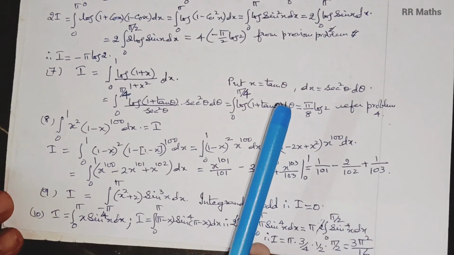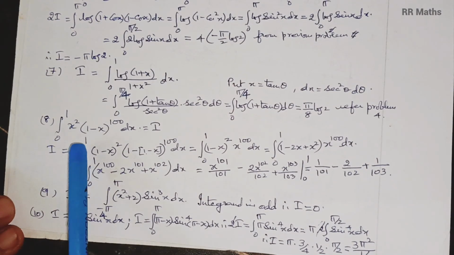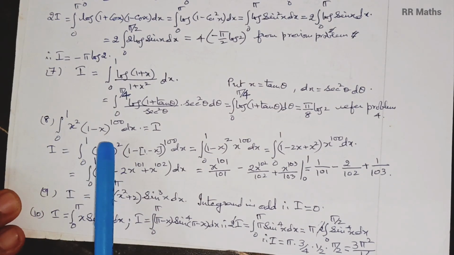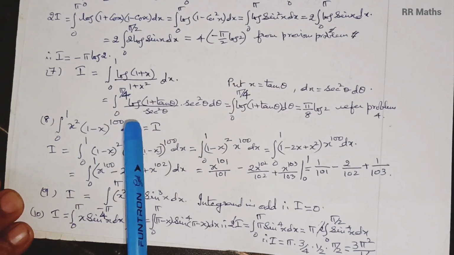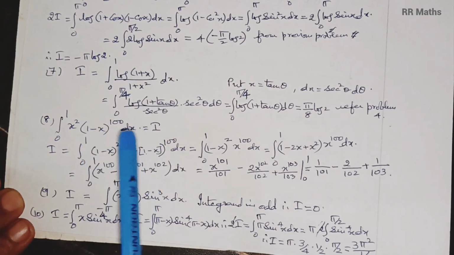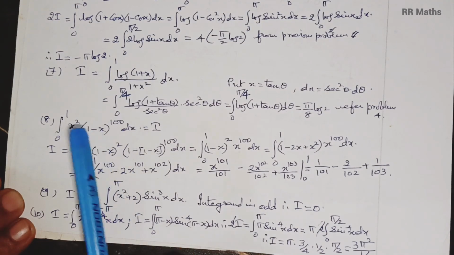Eighth problem is a simple one. Evaluate the integral from 0 to 1 of x squared into (1 minus x) to the power 100 dx. Here we use the property again and try to reduce the highest power to a simpler value. (1 minus x) to the power 100 cannot be expanded and integrated easily, which is difficult. So we'll try to reduce that to a single term.